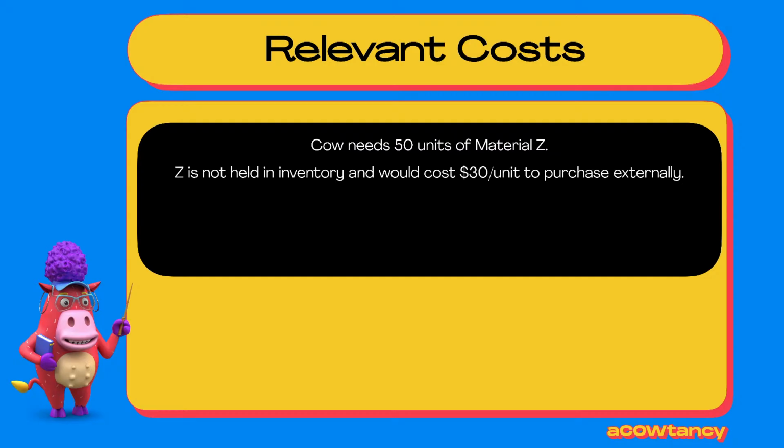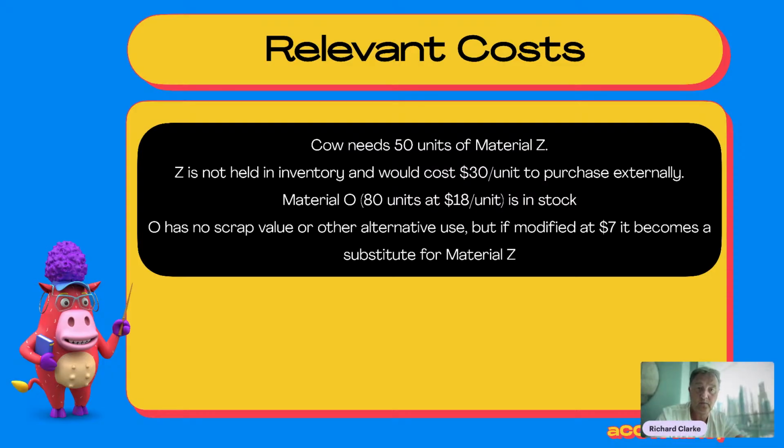We need 50 units of material Z. We haven't got any in stock, and it costs us 30 to purchase externally. Well, the answer is easy so far then. I need 50 times 30 per unit. But material O, which I've got 80 units of in stock, I can forget the $18 per unit because that's in the past. O has no scrap value, has no alternative use, but if modified at $7, it becomes a substitute for material Z. So I need 50 units.